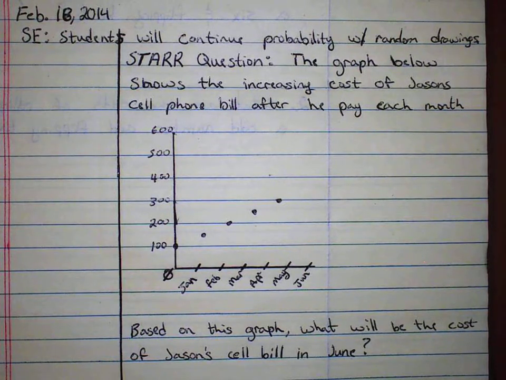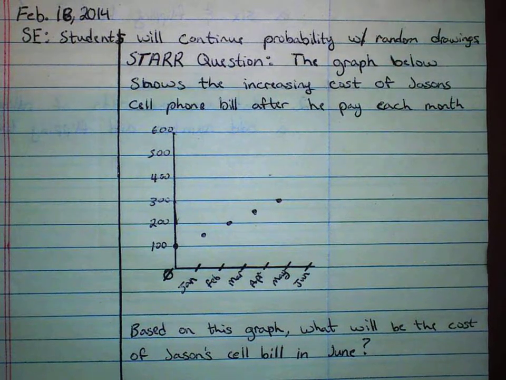A random drawing might be flipping a coin, it might be rolling a dice, it might be picking a colored bean out of a bag. That's what a random drawing is. But it happens when you do more than one thing. We might flip a coin and roll a dice. So that's what we'll be working on today, as well as we're going to review this STAR question here.